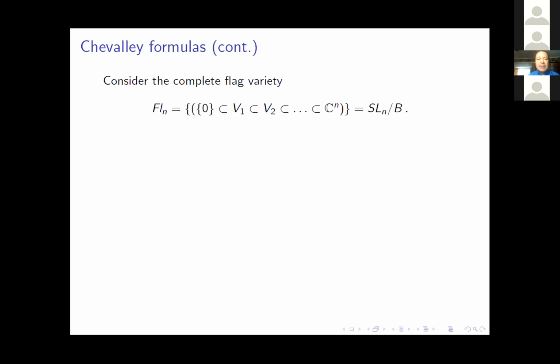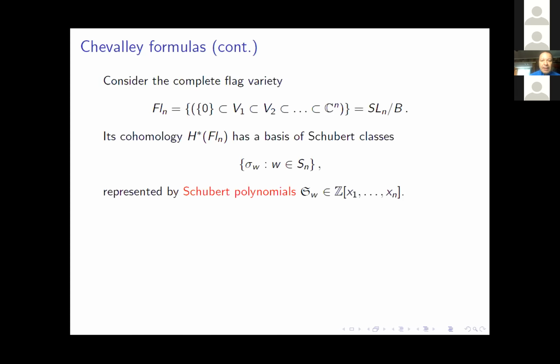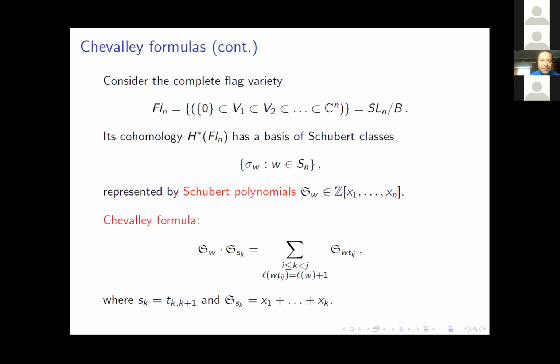More generally, you consider the flag variety that was also considered here. So a point is just a chain of vector spaces in C^n, where the dimension of V_i is i. This is also the quotient of SL_n by the Borel subgroup of upper triangular matrices. And the cohomology here has, again, a basis of Schubert classes, which are indexed now by permutations w in S_n. And these classes are represented by the Schubert polynomials that Carola talked about.